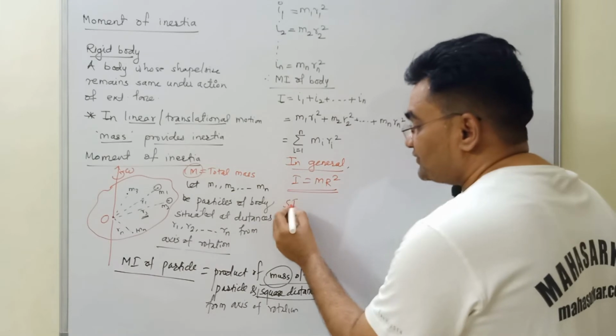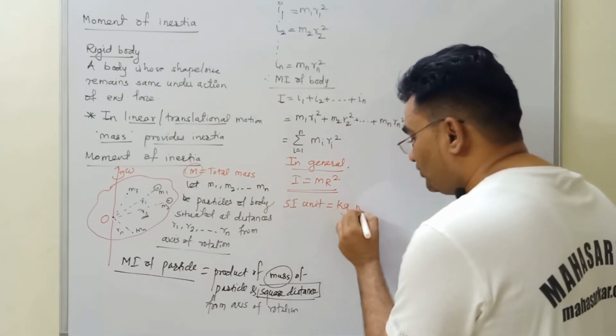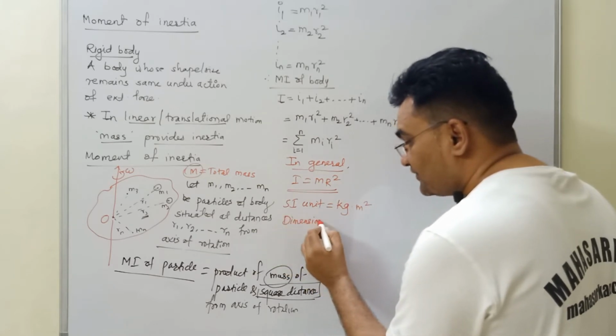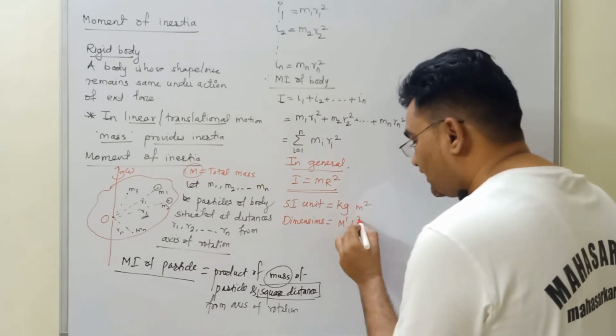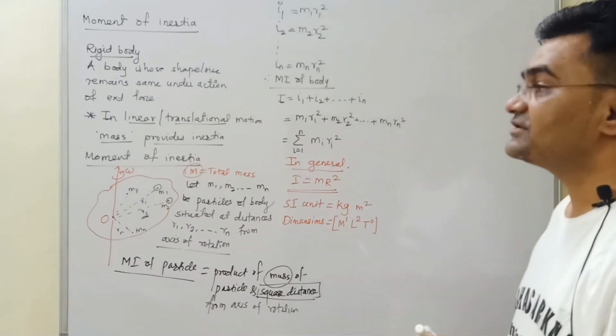The SI unit from this can be written as kilogram into meter square. The dimensions can be written as mass, that is M1, length, that is L2, and time is not required, so T0. This is what moment of inertia is.